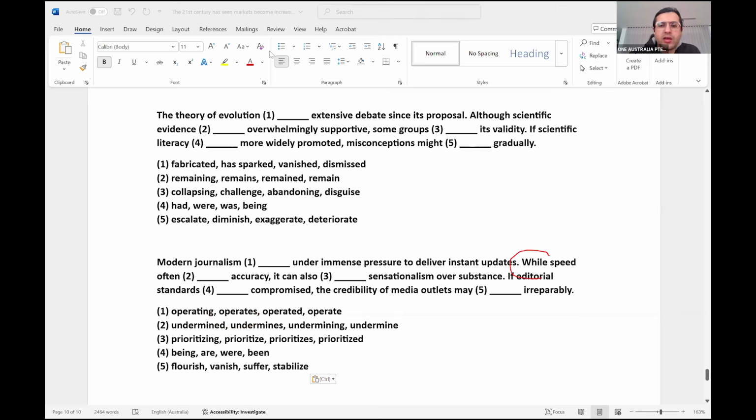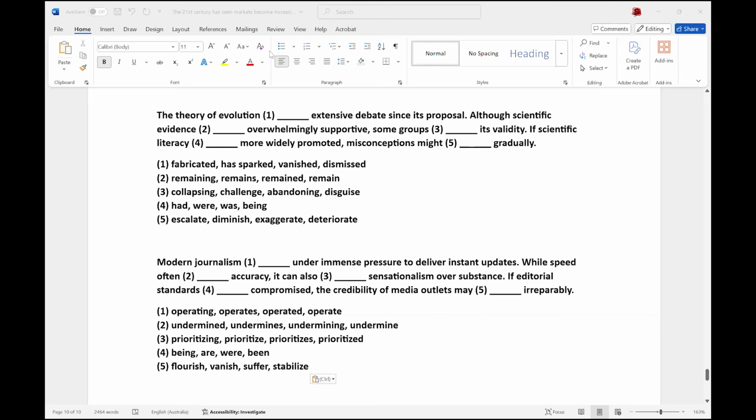While. "While" is either a comparison or continuation; it can be either of them. While speed often dash accuracy. Undermines. Speed is again uncountable. You cannot count it, and it's a noun. Again, the verb ends with S or ES. Undermines.